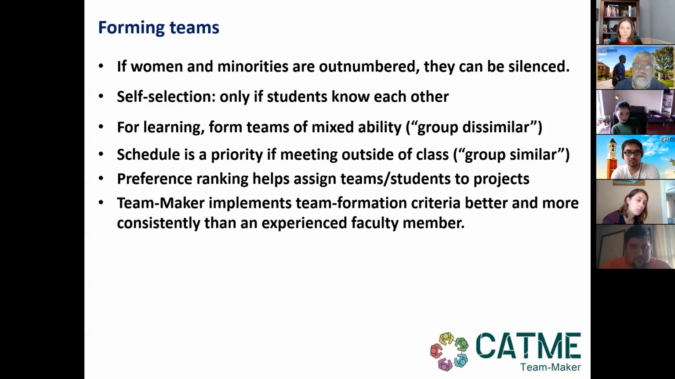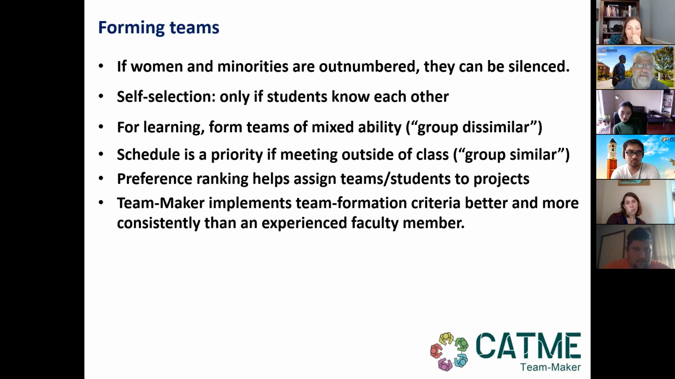The research does include evidence that if students are in a minoritized group in engineering, such as women or racial minorities, and they're outnumbered on a team, their teammates will interrupt them and not listen to their input. In other ways they can be silenced or made to feel like they shouldn't contribute. So one of the features of the team maker is that it will attempt to not outnumber people who are in an identified group like that.